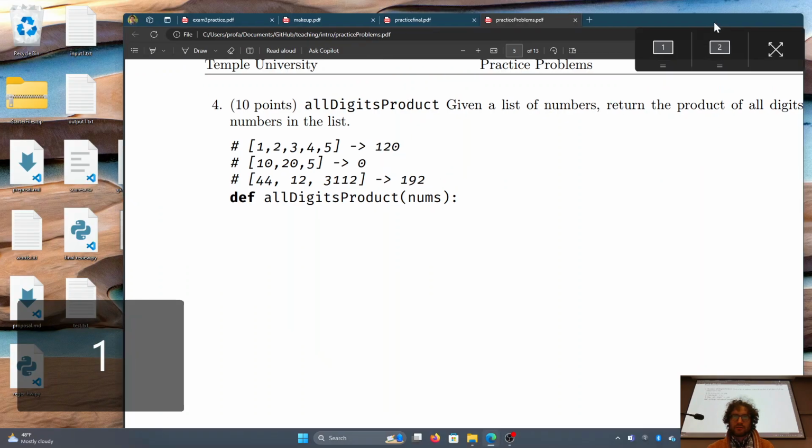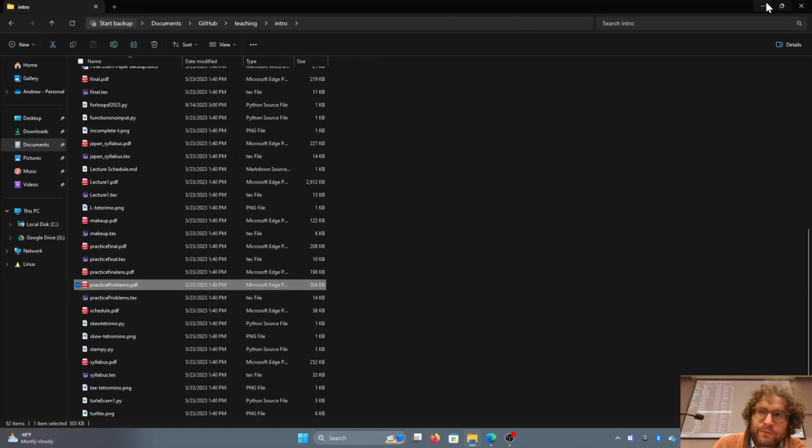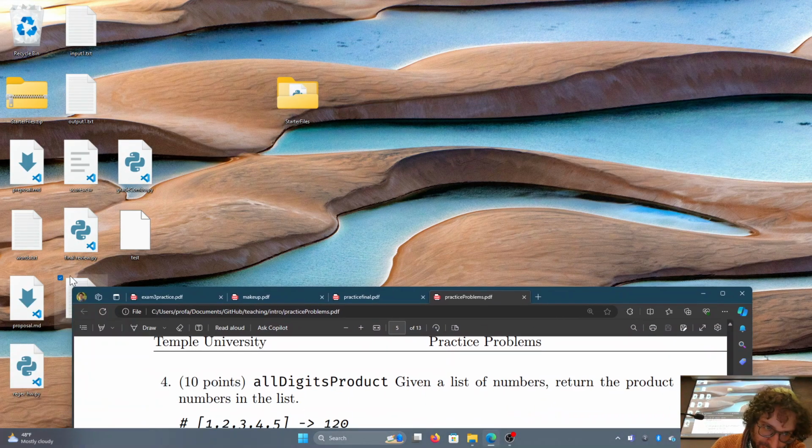So we're going to continue where we left off. We're going to continue going over the final exam, practicing the practice problems for the final exam.